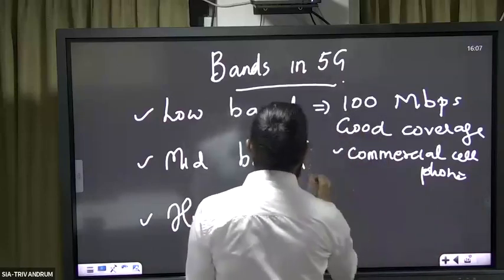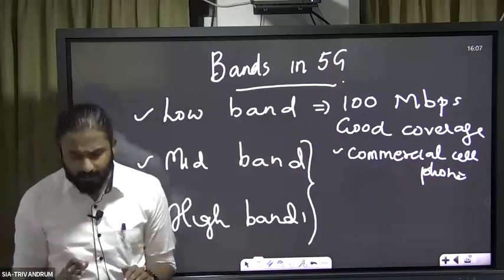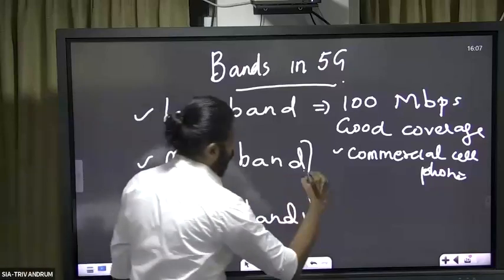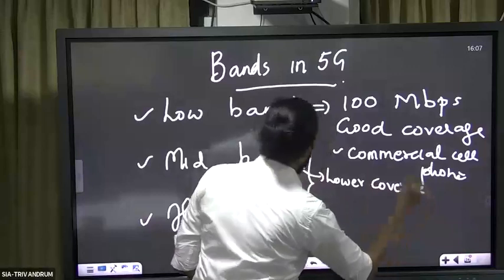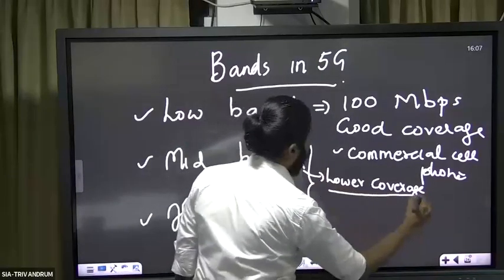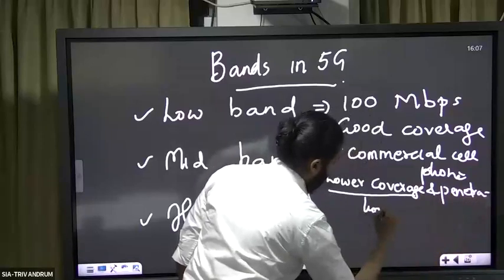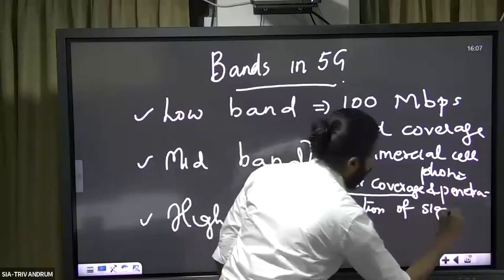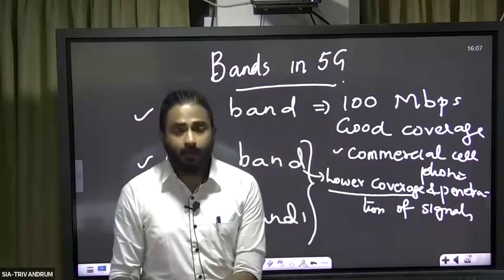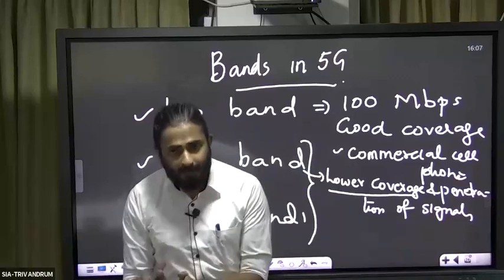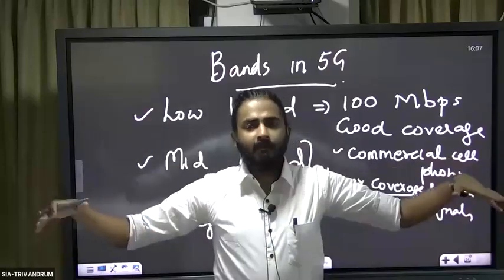Now comes mid band and high band. So mid band will have lower coverage and lower penetration of signals. If you compare with the low band, mid band will have lower coverage and penetration of signals, but the speed will obviously increase. And if we come to high band, it will have very limited coverage and penetration of signals. So the coverage of this high band will be very less.